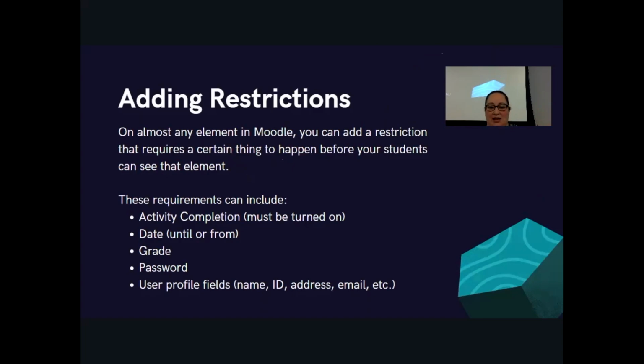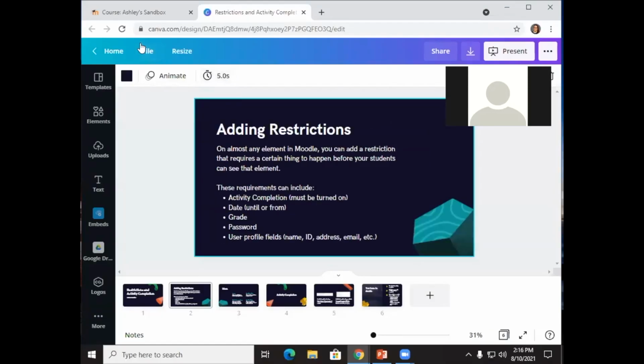So they can include activity completion. You must have activity completion enabled for that to work. A date, you can show until a certain date or from a certain date. So starting at a certain date or until a certain date. A grade on an assignment, a password, or user profile fields. So you can make it where only certain people can see it if they meet those qualifications on their user profile field. So let's look at where that is.